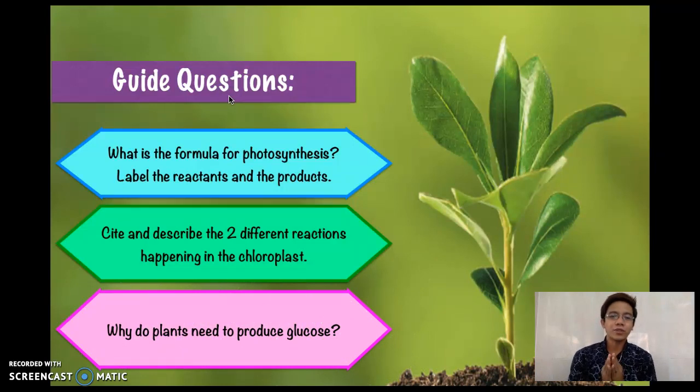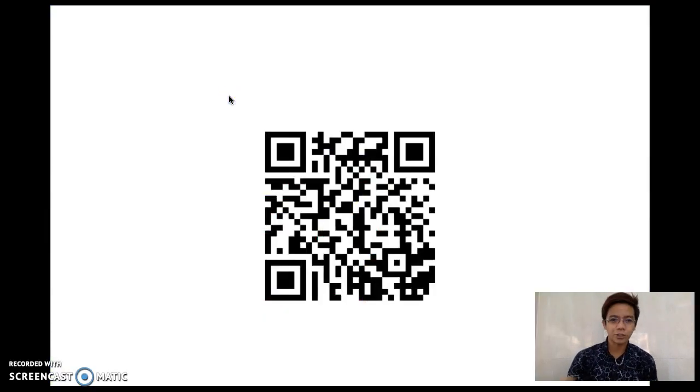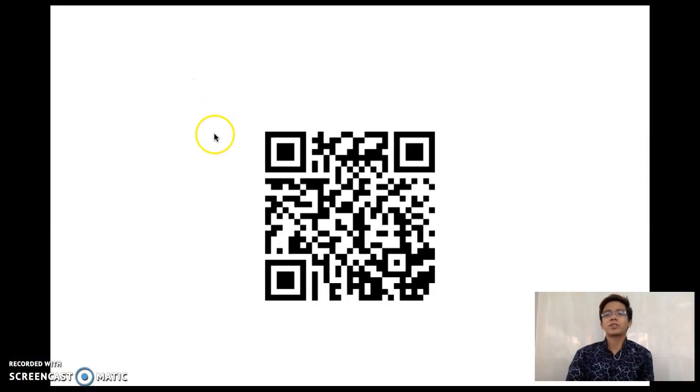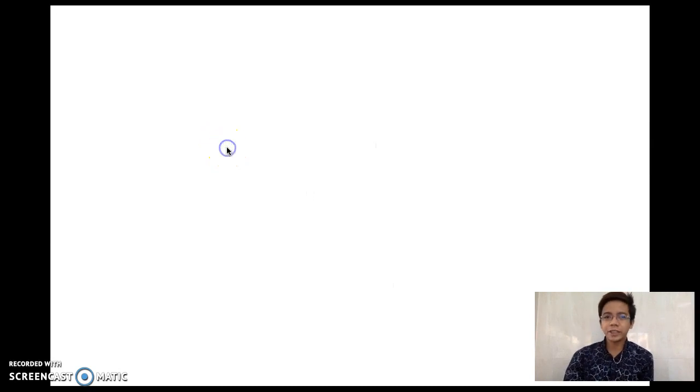So before we further discuss, I would like everyone to use their iPad and take a photo of these guide questions, because I'll be expecting you to answer these guide questions later. Now, in order to answer these questions, I would like you to scan this QR. Alright, so you have just scanned the code, and I believe you already have answers to those guide questions given. Let's start now our formal discussion.